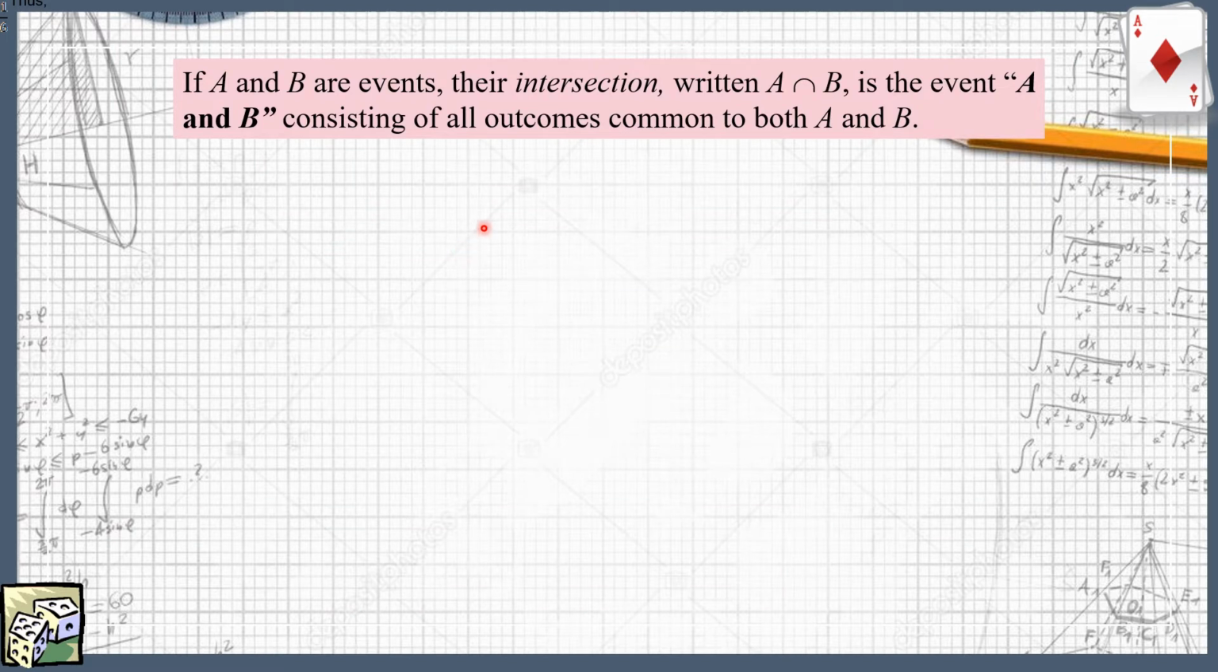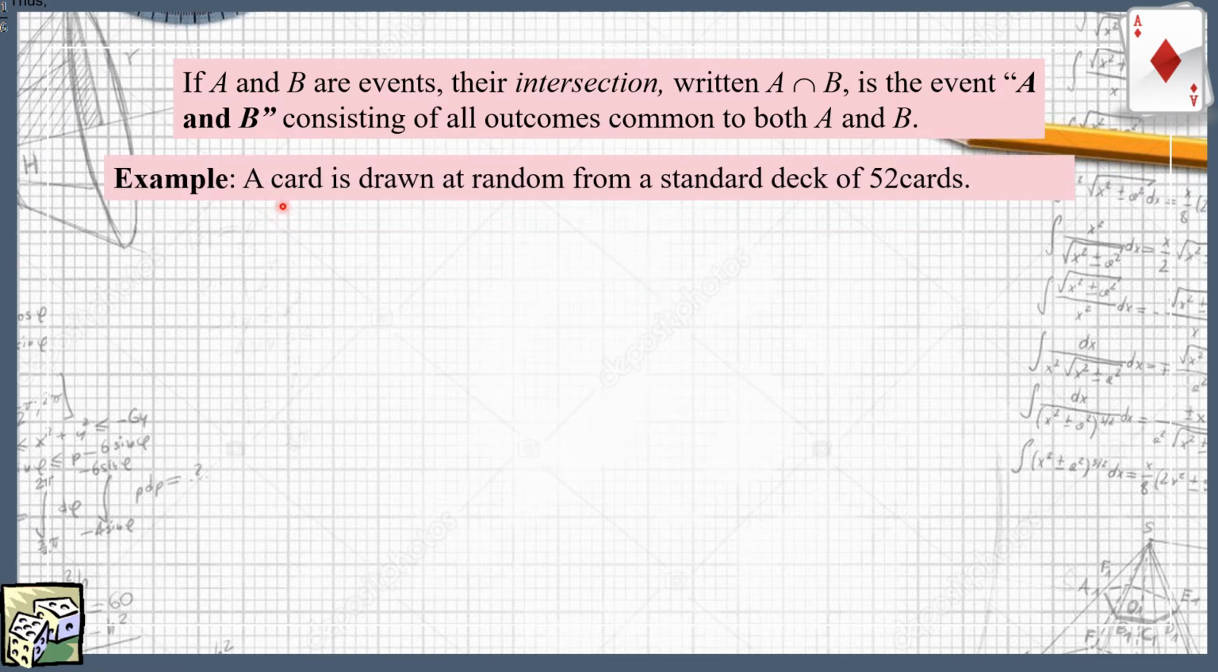Next naman is the intersection of events. So if A and B are events, their intersection is written A intersection B. This is the symbol for intersection and is the event A and B consisting of all outcomes common to both A and B. So take note of the word and. So pag narinig yung word na and, it means it is referring to intersection or this symbol. So lahat ng element na meron kay A at tsaka kay B. So, yun yung common outcomes natin pag sinabi nating intersection.